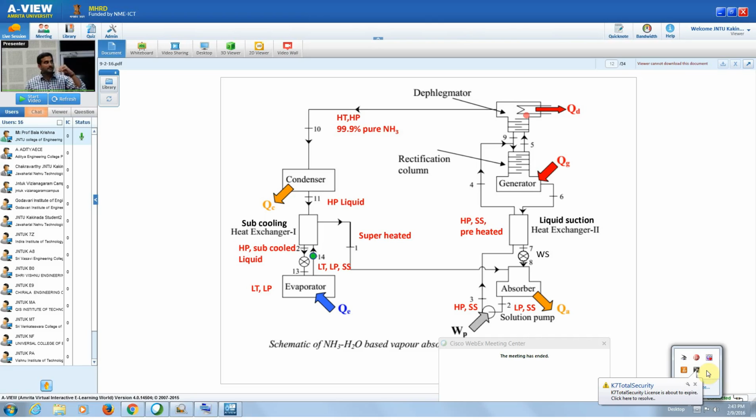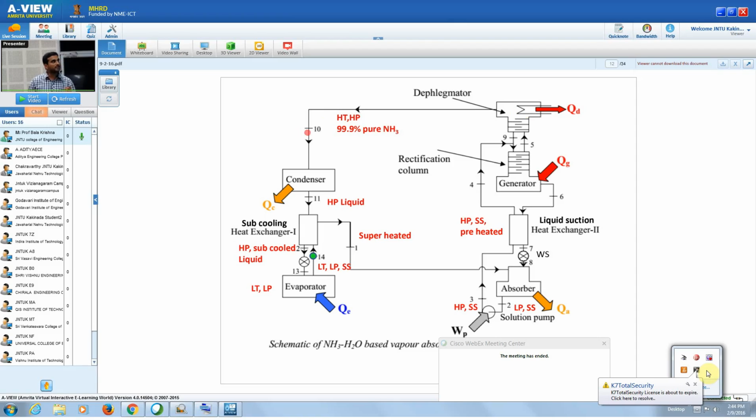The vapor that is condensed moves in the downward direction, and the vapor coming from the generator moves in the upward direction. There again there will be some heat transfer or mass transfer, and the vapor will be completely concentrated with ammonia. Here also there will be mass transfer, where the vapor coming out of the dephlegmator will be at a concentration of 99.9% pure ammonia, where the maximum part of the water vapor is removed from the solution. Then it goes to point 10.